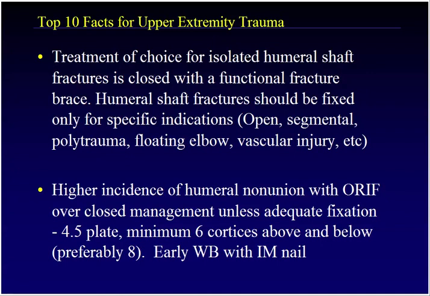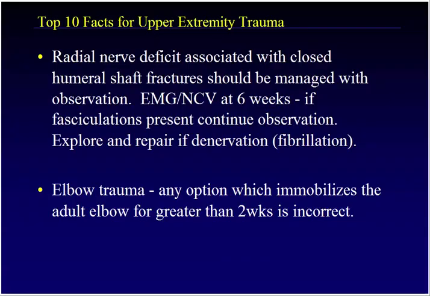So in order to do it properly, you need to use a broad or narrow 4.5 millimeter DCP, and get a minimum of 6 cortices above and below the fracture. Remember also that you can consider intramedullary nailing acutely in the polytraumatized patient and allow that extremity to become a weight-bearing extremity. Radial nerve deficit is associated with closed humeral shaft fractures.